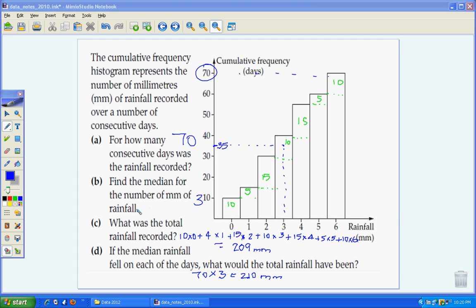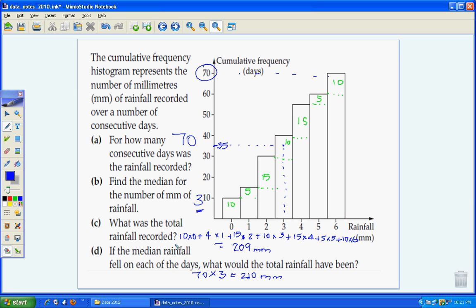We find the median, the number of millimeters of rainfall. So we go across halfway through is 70 is to 35. So where does it meet up? So in the 3 column, the median must be 3.